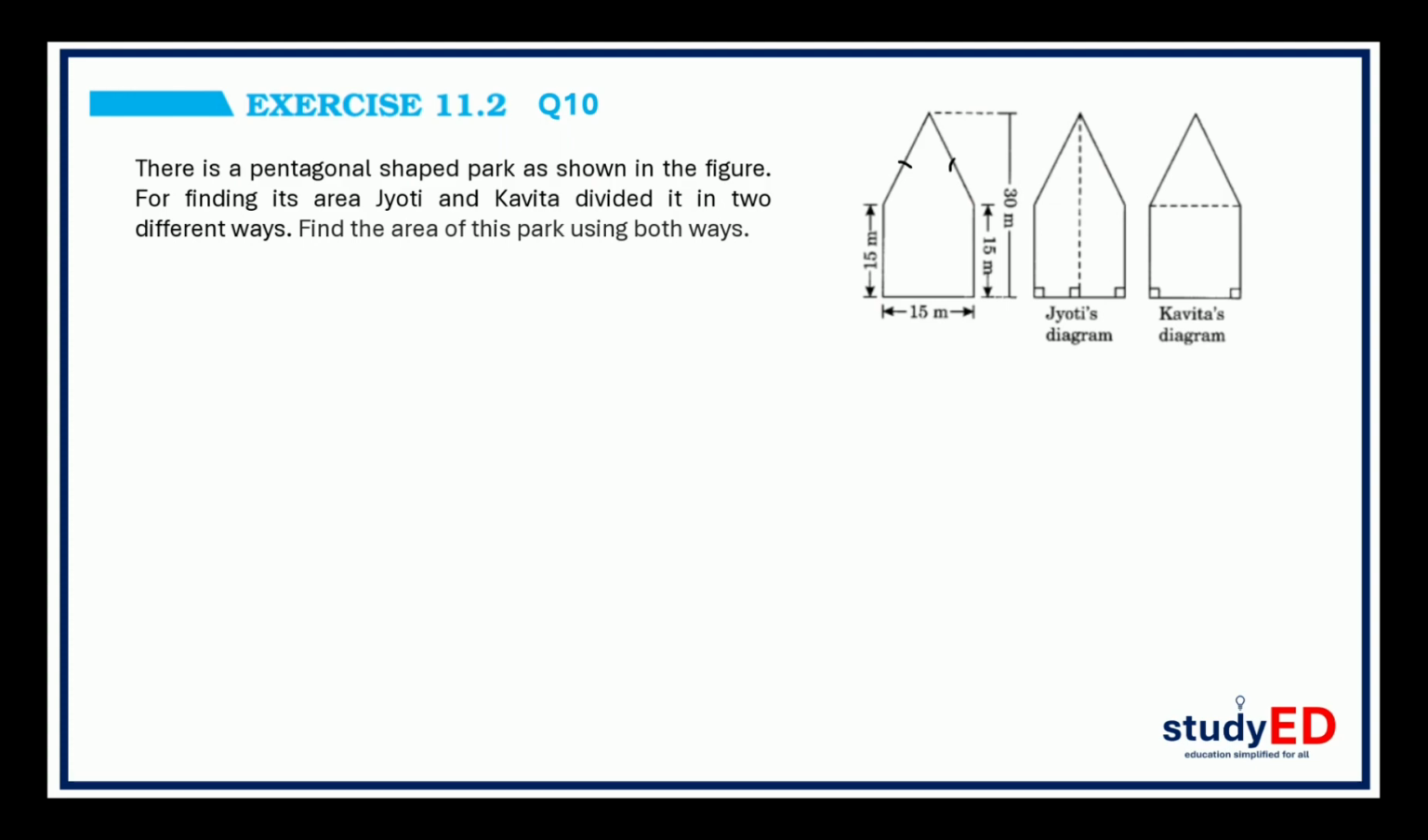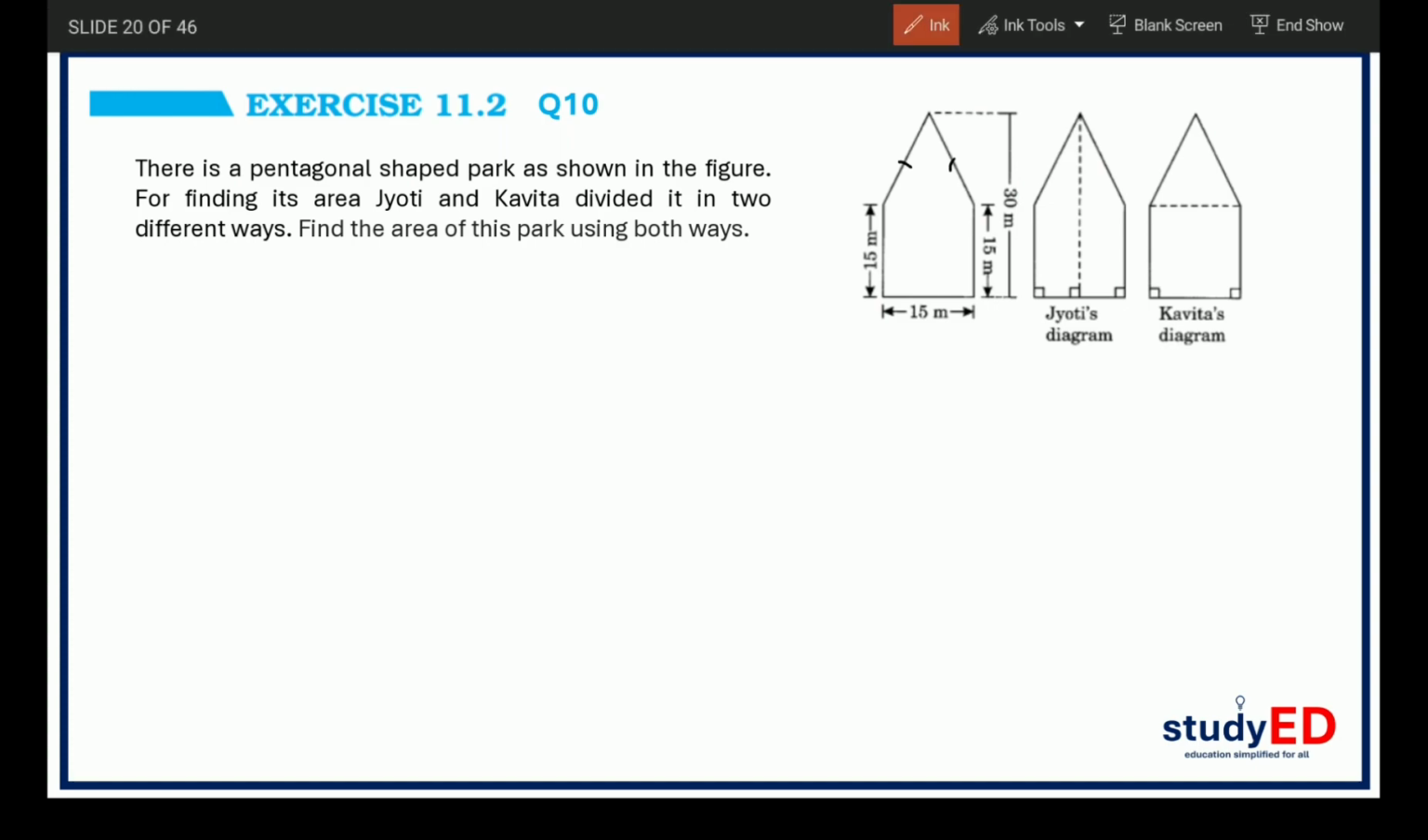There is a pentagonal shaped park as shown in the figure. For finding its area, Jyoti and Kavita divided it in two different ways. Find the area of this park using both ways. Okay, now we've got all the denotements and measurements over here. We also find both the sides are equal. So then we'll move on with this. Let's start off with Jyoti's diagram first.